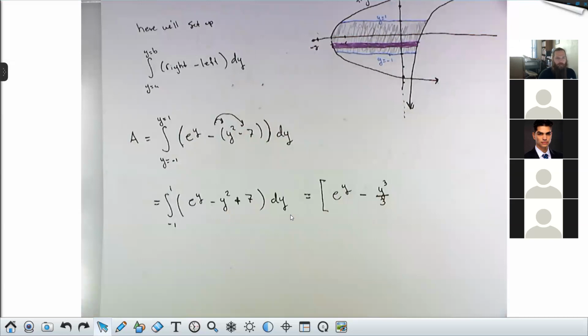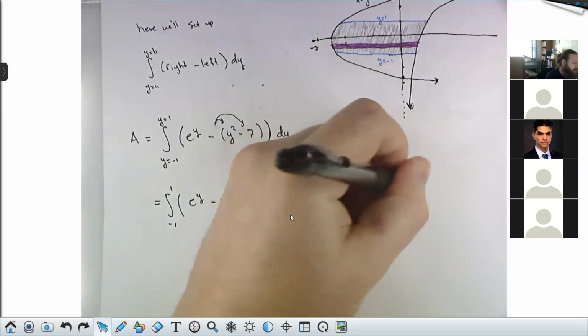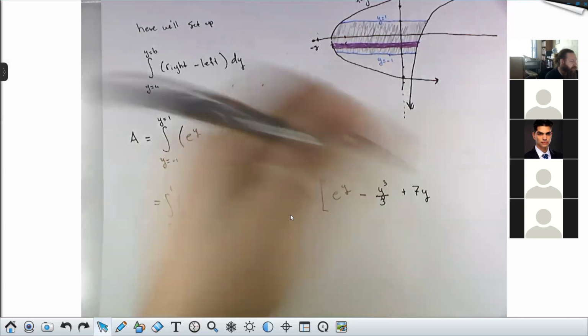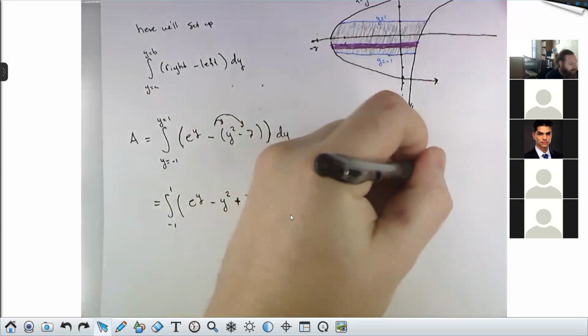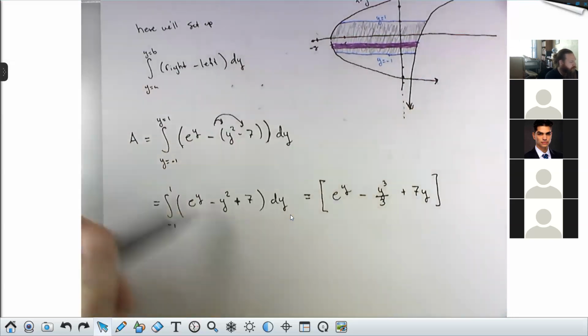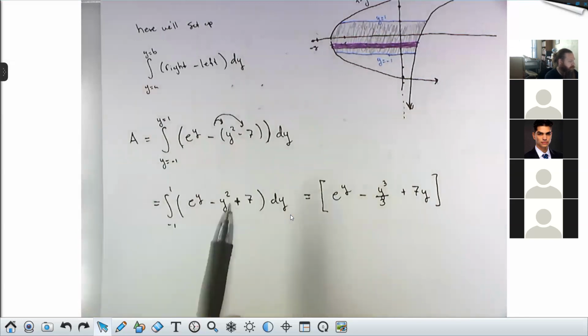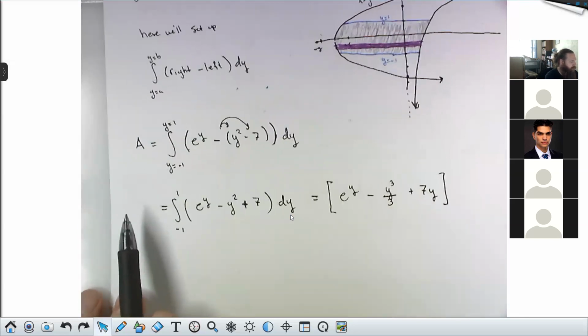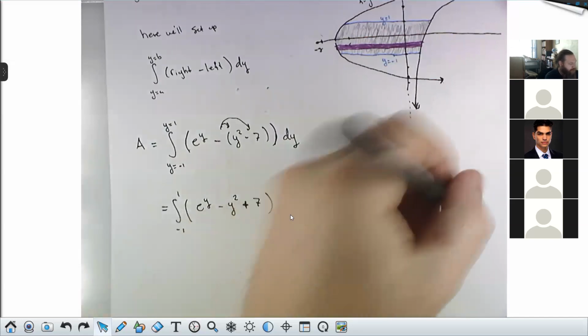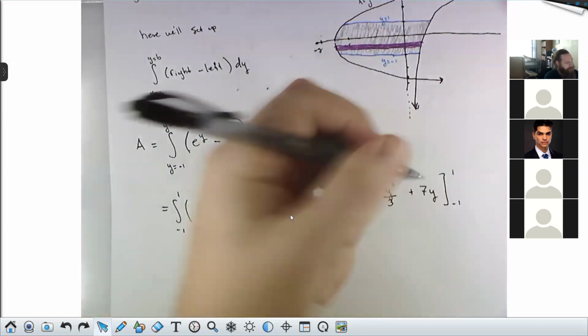And what about the 7? What is an antiderivative for 7? 7y. Very good, 7y. A common mistake here would be to write 7x. Remember, you're doing the integral dy. That means your variable here is y. So the antiderivative of a constant would be that constant times y. All right, these are being evaluated from -1 to 1.